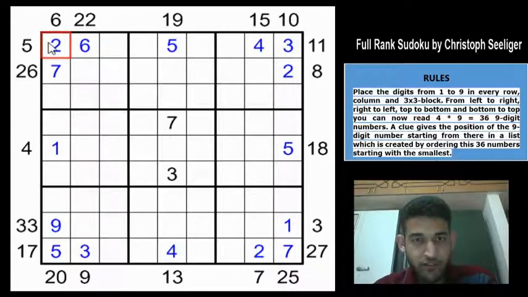So we have a 5 here which is 2 6 and a 6 here which is 2 7. So 7 must be at least 7, right? Because it has to be greater than the 6 clue. So this must be either 7, 8 or 9. But 7 and 9 are not possible. So this will be an 8.